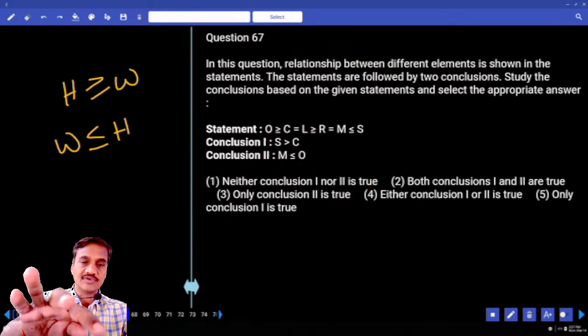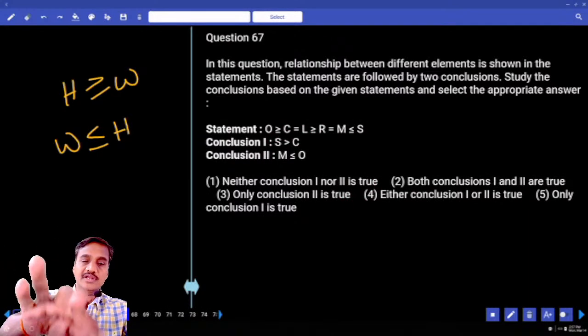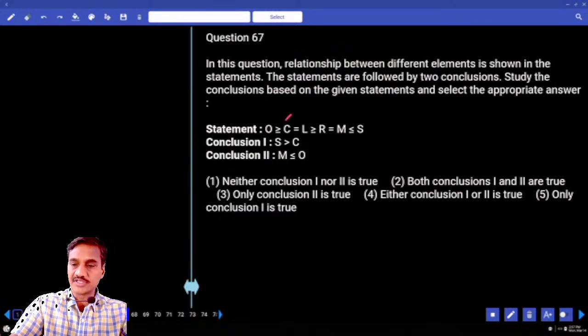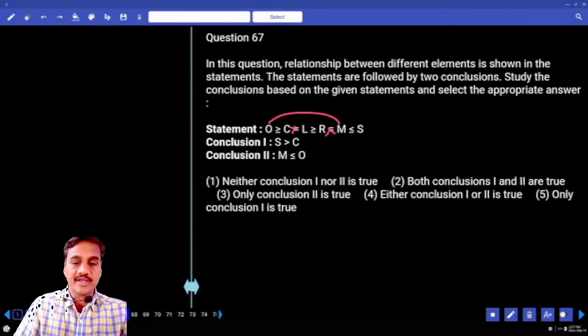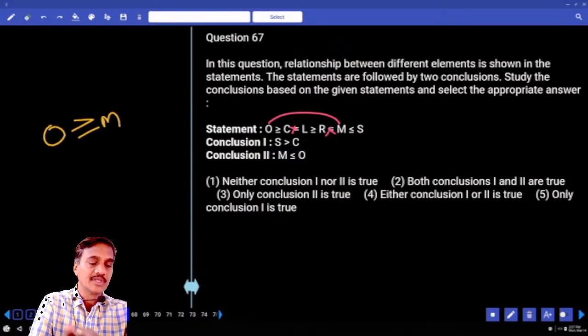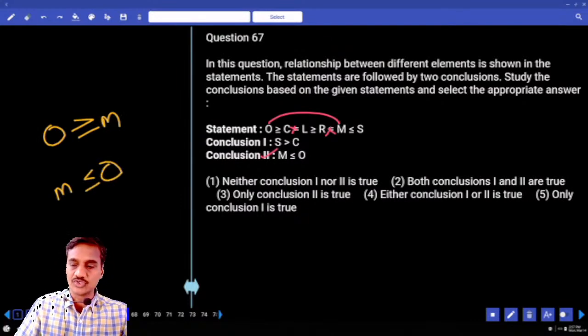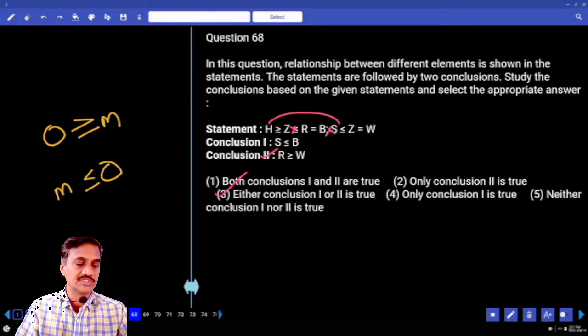Then coming to 67. In this 67, tell me what is the answer we have? The relation between S and C. C is here, S is here. Between these two letters, one is greater than, one is lesser than, two opposite symbols, so no relation can be drawn. Next, the relation between O and M. O is here, M is here. Forget about the equals to symbol. Which symbol is common? Greater than or equals to. That is, O is greater than or equals to M, that is, M is lesser than or equals to O. Either equal to or lesser than, that is only 2. It is choice 3, question number 67.